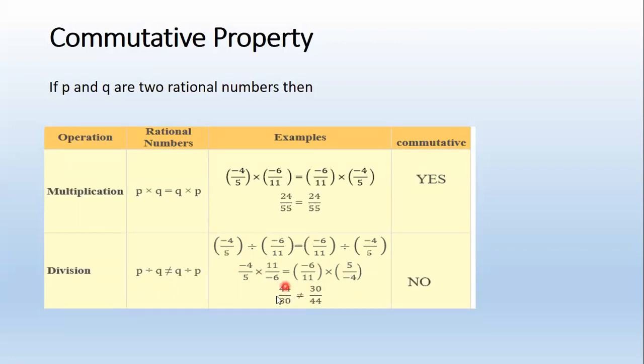So here LHS is not equal to RHS. So here P divided by Q is not equal to Q divided by P. So here commutative property is not true for division.